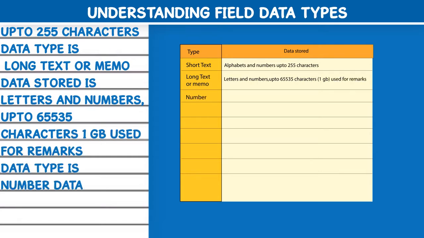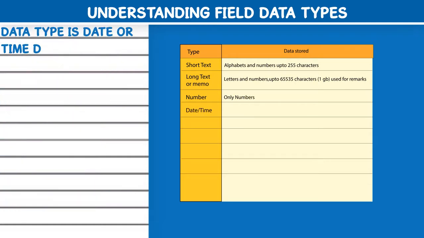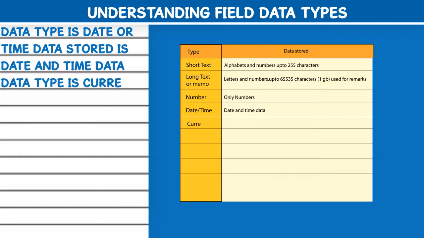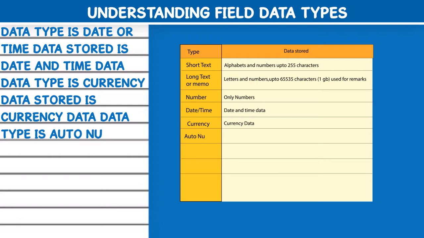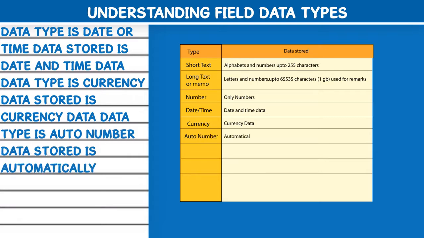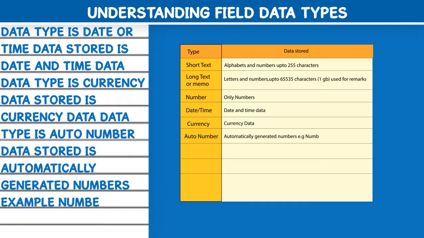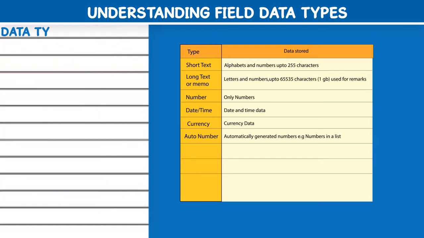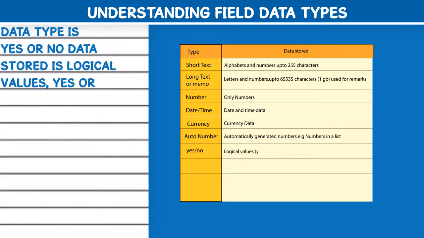Number: data stored as only numbers. Date or time: data stored as date and time data. Currency: data stored as currency data. Auto number: data stored as automatically generated numbers, for example, numbers in a list. Yes or no: data stored as logical values, yes or no.